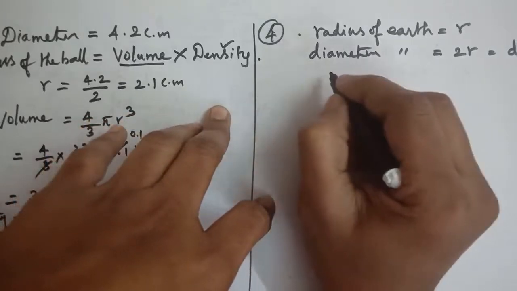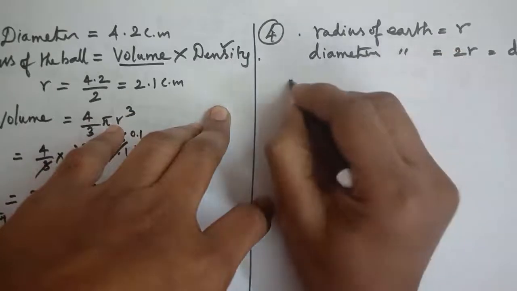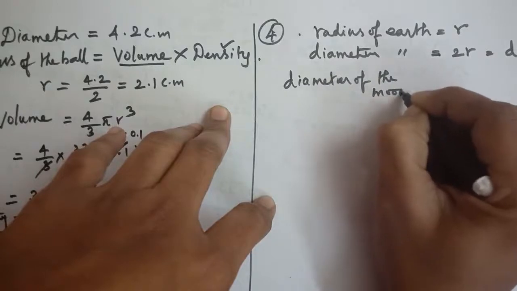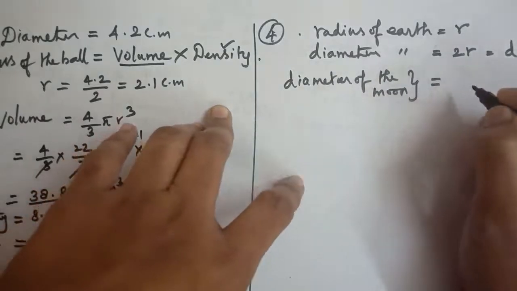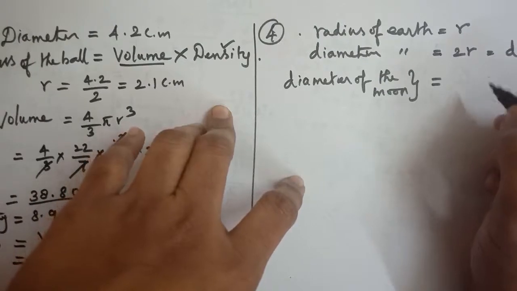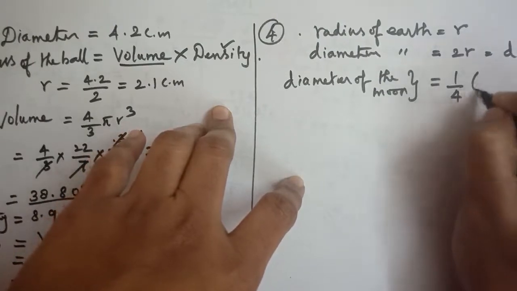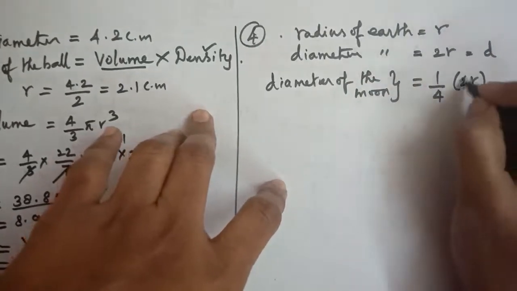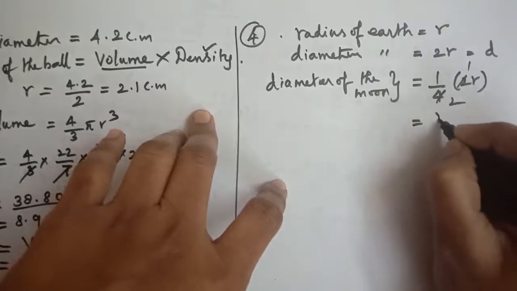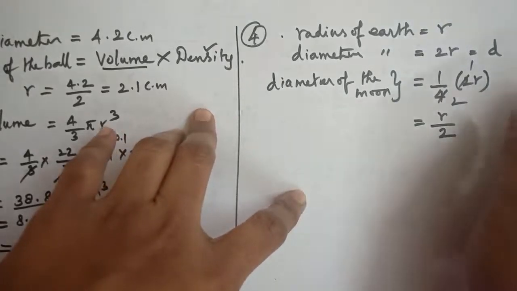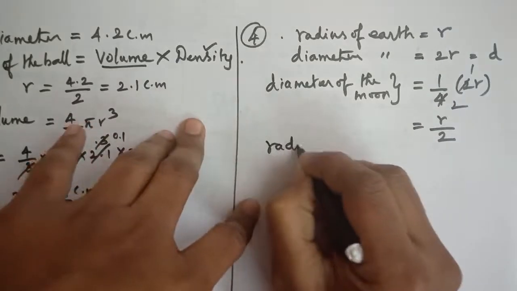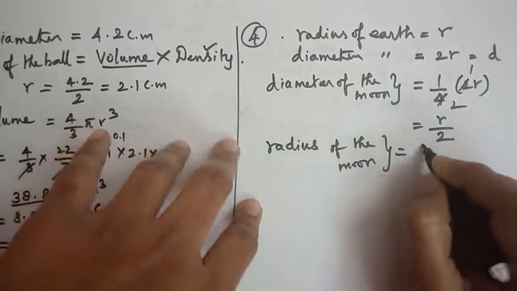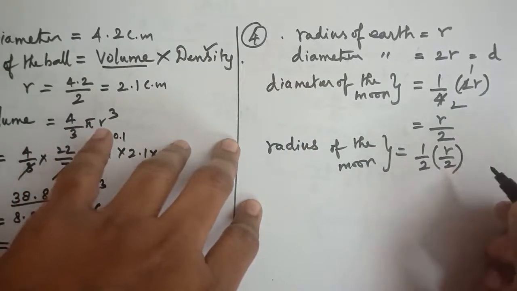Then diameter of the moon. First diameter of the moon is equal to 1/4. The diameter of the moon is approximately 1/4 of the diameter of the earth. So 1/4 of 2r, because 2r is the diameter of earth. Is it clear? So diameter of the moon is r by 2. Now radius of the moon is equal to 1/2 of r by 2.